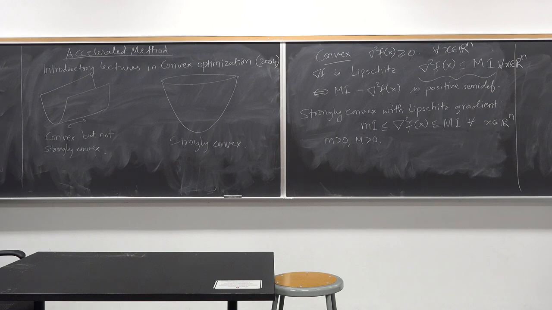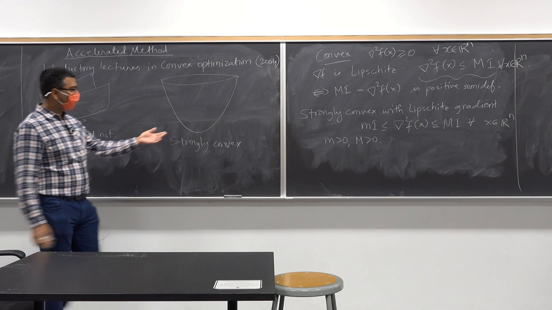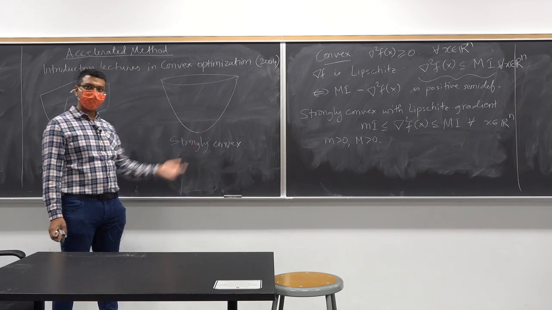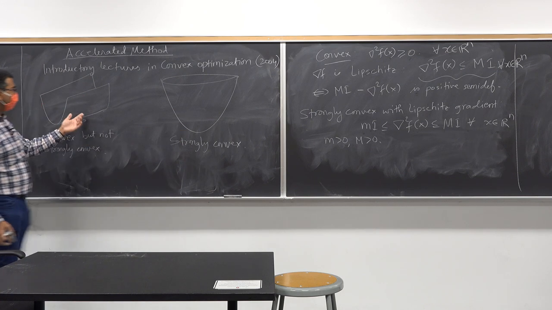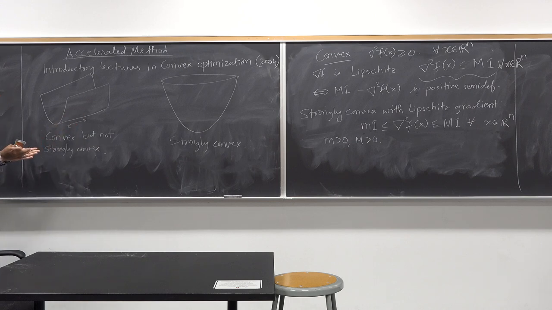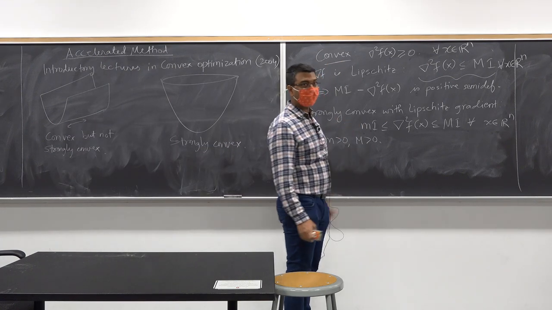The easiest way to remember is if you have a valley and a river flowing through the valley, it's convex but not a strongly convex function, the shape of the valley. If you have a lake in the valley, then it's a strongly convex function. So there is curvature on all sides in this case, whereas in the other case there are some directions in which there is no curvature. And that's the difference between a convex function and a strongly convex function.